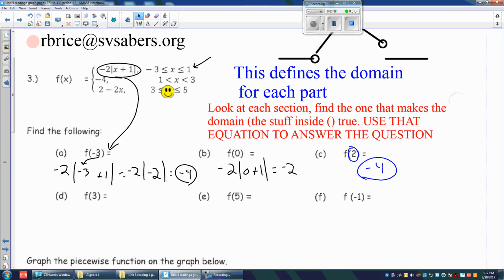Kind of like your 2-year-old brother or sister. Can you help me? No. Do you love me? No. Do you want to play with the dog? No. Whatever you say, the answer is always no. So whatever you say here, the answer is always -4.